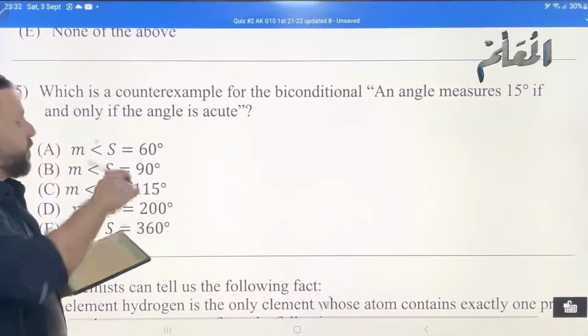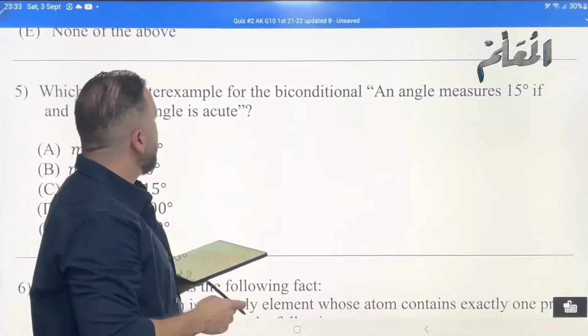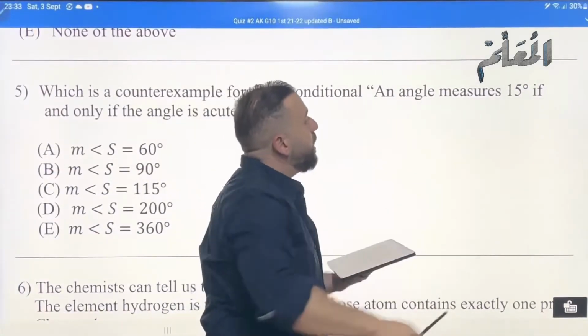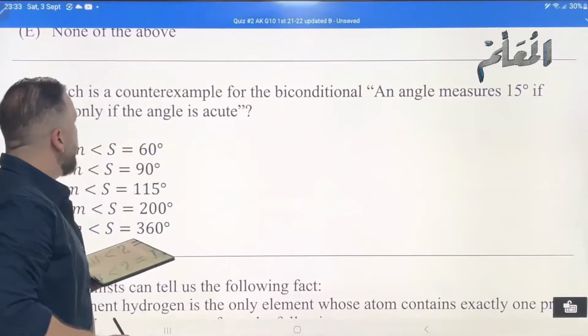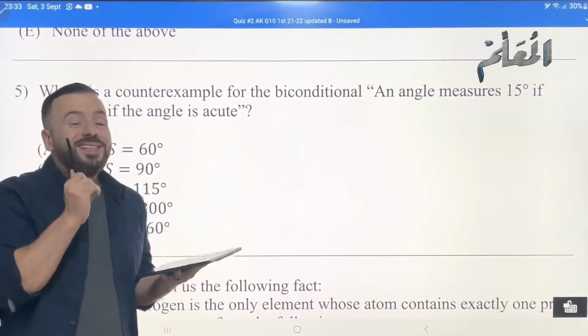Okay? Just regardless the number, it's question 4. So which is the counterexample for the biconditional statement? An angle measures 15 if and only if the angle is acute. Okay, I agree, it's an acute angle. But this is a biconditional.